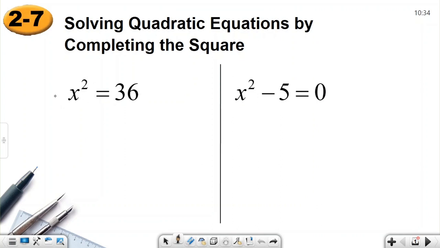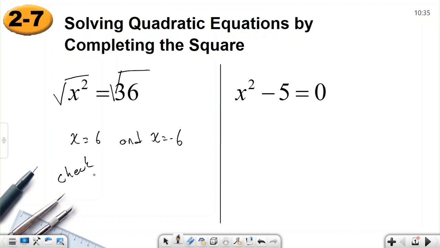x squared equals 36. To solve that one, we are going to use the square root of both sides. So what number squared is 36? It will be 6. 6 squared is 36, and negative 6 as well, because negative 6 squared is equal to 36.